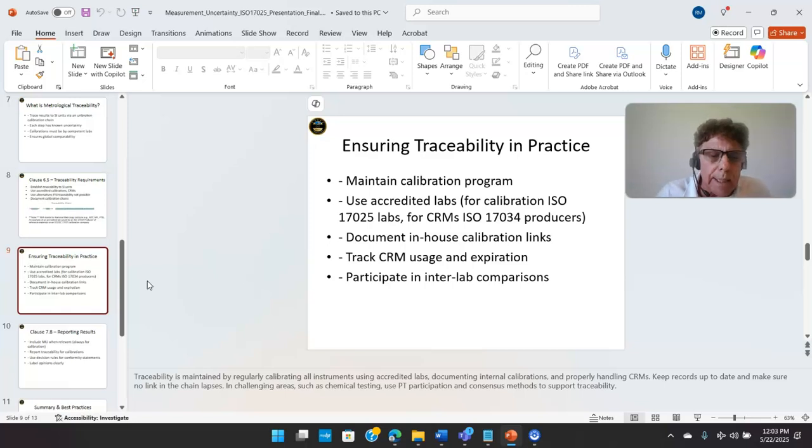So traceability is maintained by regularly calibrating all instruments, using accredited labs, as I mentioned, documenting internal calibrations properly, the proper handling of your certified reference materials, and keeping records up to date, and make sure no link in the chain lapses, so there's an unbroken chain of traceability to the SI units through NIST. In challenging areas such as chemical testing, you want to make sure you're using proficiency testing participation and consensus methods to support that traceability.